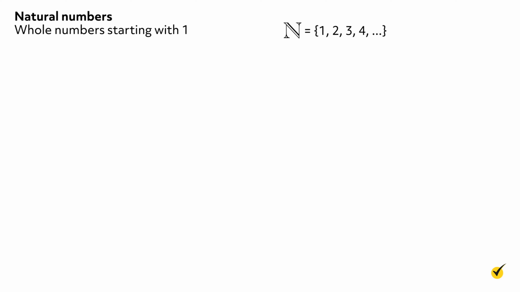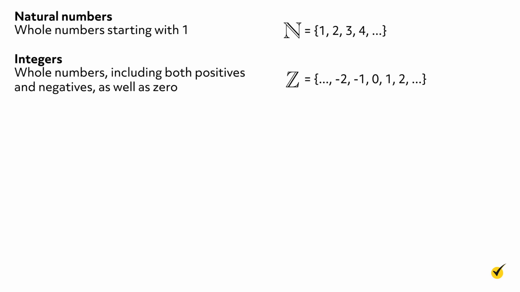Let's wrap up by naming some common sets that you'll likely come across in your assignments. We know that the natural numbers, which are also called the counting numbers, are whole numbers starting with 1. This set of numbers is abbreviated with a fancy letter N. The integers are whole numbers including both positives and negatives as well as 0. The set of integers is written with a fancy Z, which comes from the German word Zahlen for numbers.